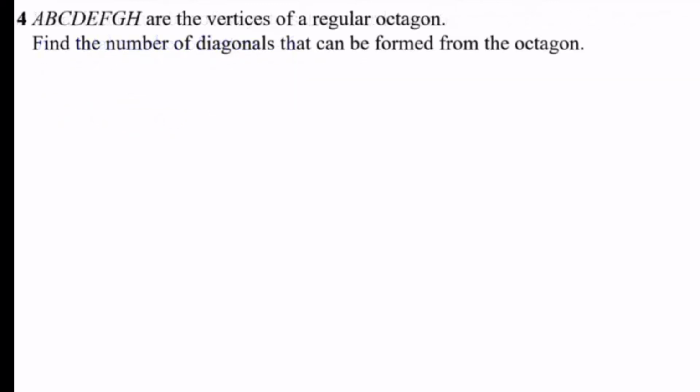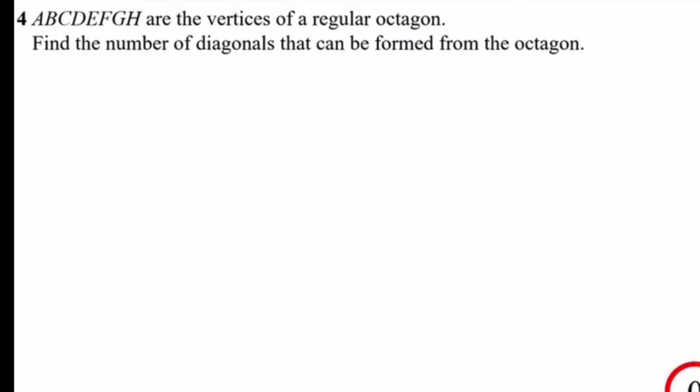Let's see question number 4, which is the last question. A, B, C, D, E, F, G, H are the vertices of a regular octagon. Find the number of diagonals that can be formed from the octagon. A diagonal is a straight line that connects two vertices of the octagon, right? Okay, but we must make sure the diagonals are not the edges.